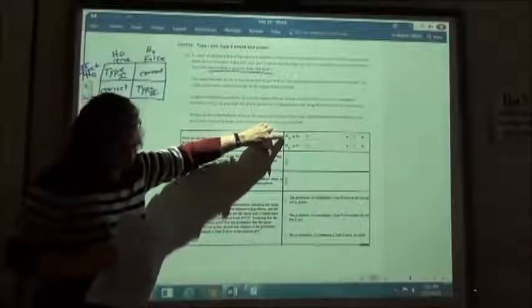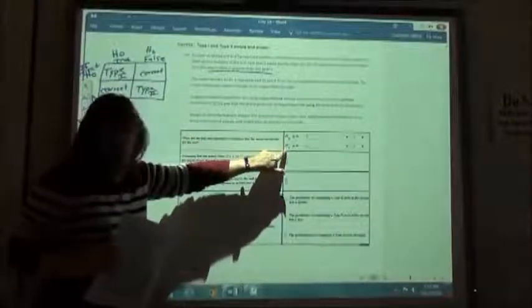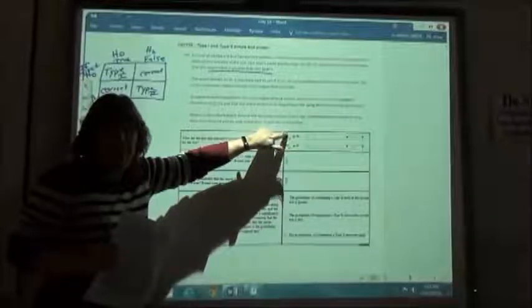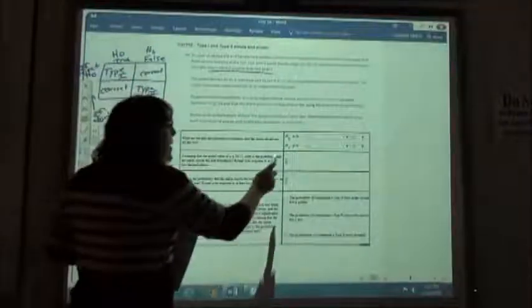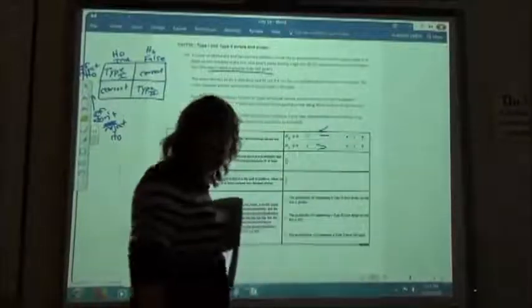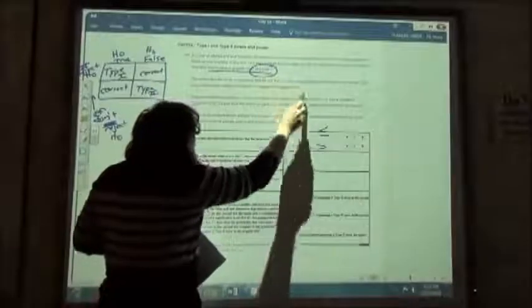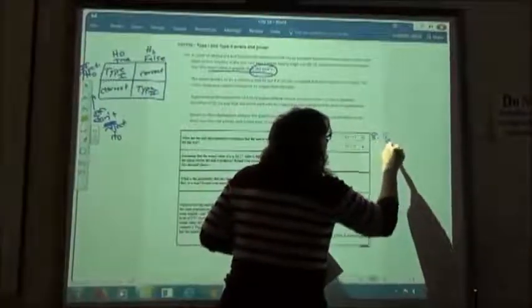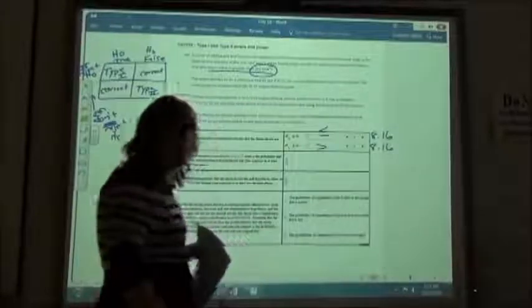You always use the one that does not have the equal sign in the alternate one. The one with the equal sign will always go with the sub-zero one, the null hypothesis. So since I'm doing a greater, the greater's going to go there. Which means this one here, if it's not greater, would be less than or equal to. And we are comparing it to last year's number, $8.16. That's going to go in for both of them.